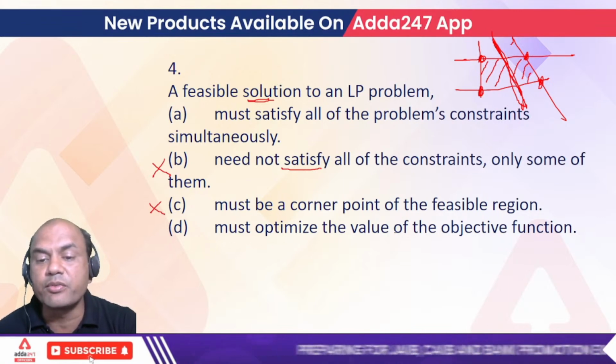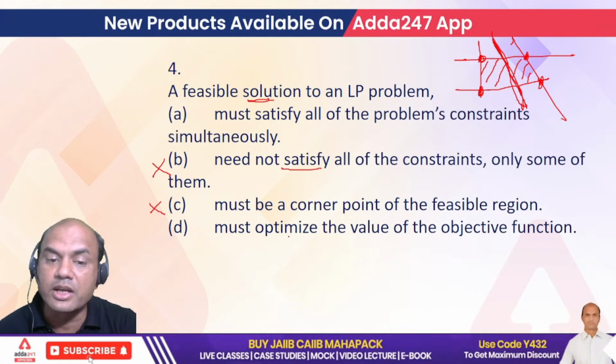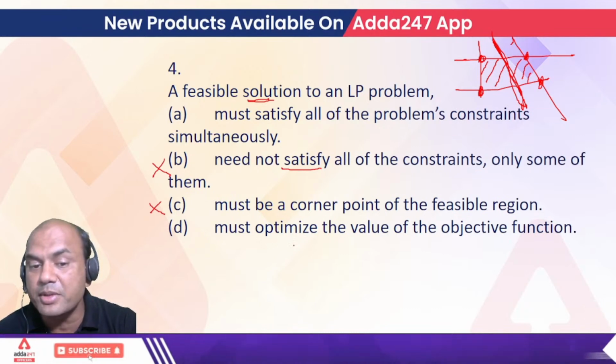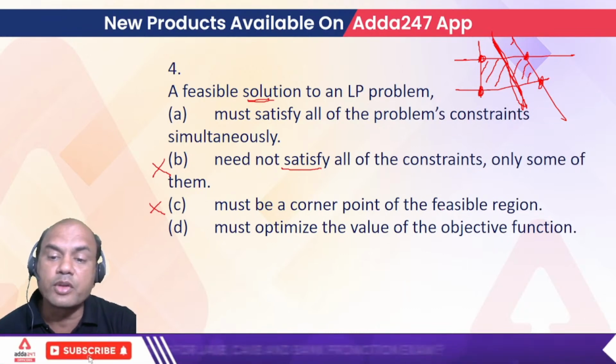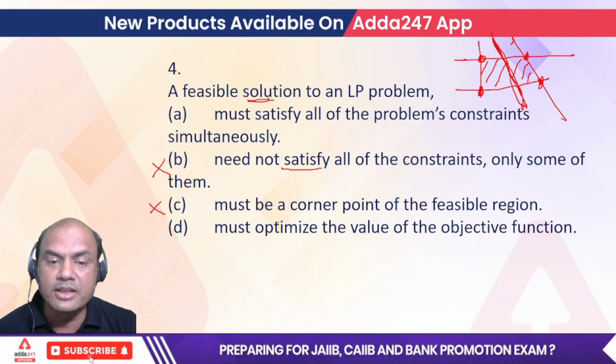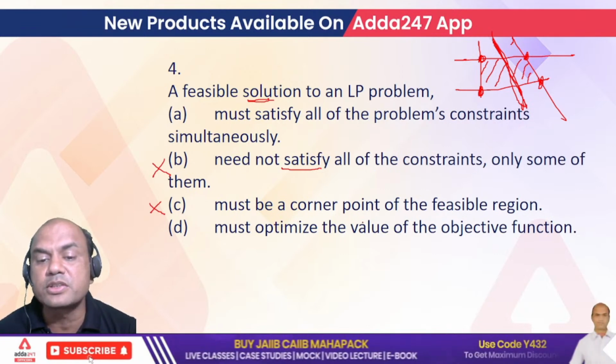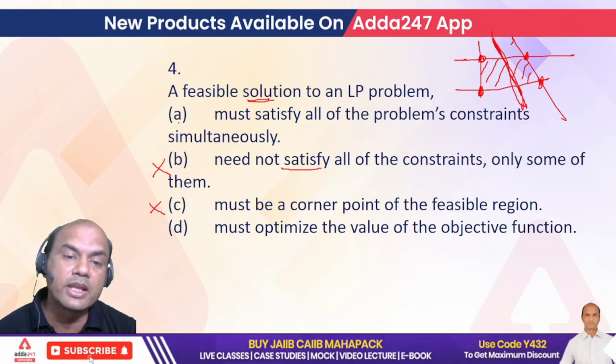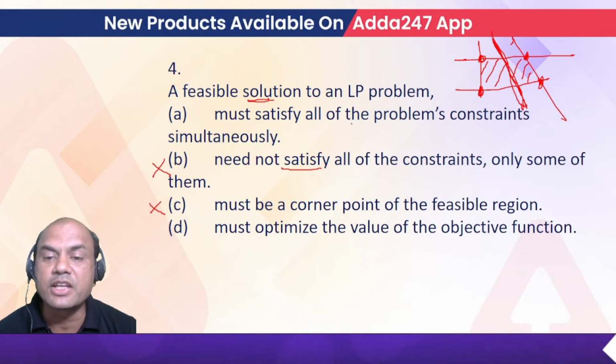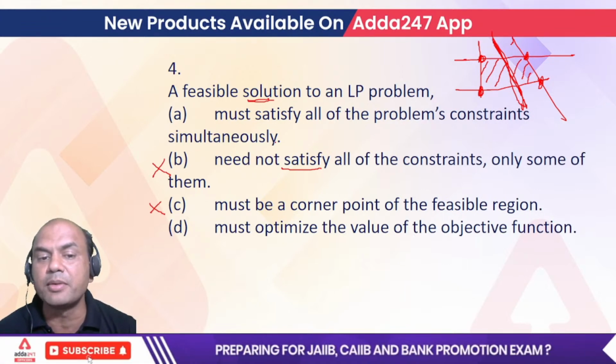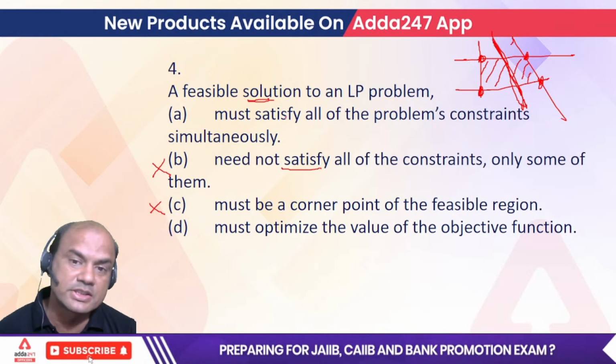It must optimize the value of the objective function. So it must optimize. Optimize means what? Here, the value of the objective function. So does it mean that I have to optimize the value of this objective function, or that only A and D must satisfy all the problem constraints simultaneously? Is this true? Yes, this is true.